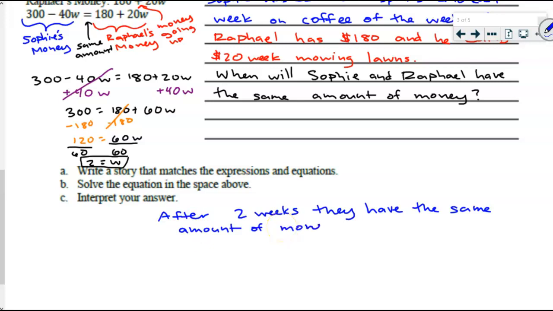Now there's other ways we could have done this. We could have made tables, and we eventually are going to also figure out how to do this with graphs, but we can set them equal to each other and solve to figure out that after 2 weeks they will have the same amount of money.